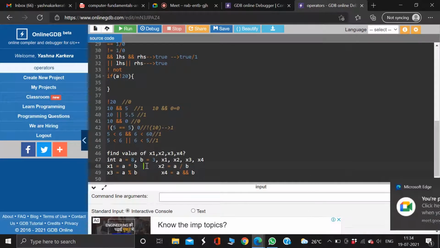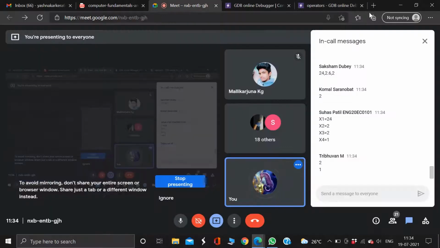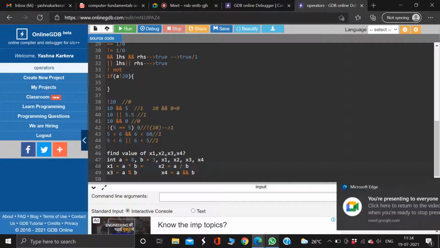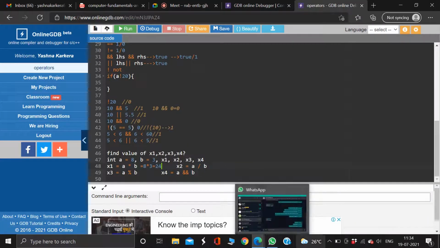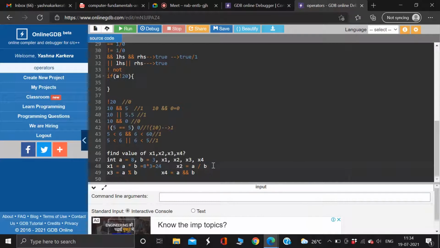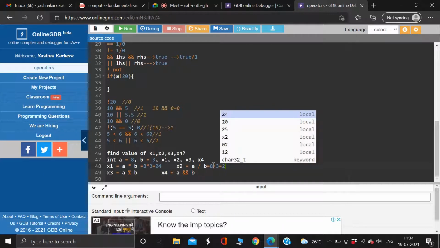Now you guys tell me how you guys calculated x1. I guess x1 is pretty simple, right? It was just 8 into 3, which was 24, right? What was x2? What did you get as x2? This was 8 divided by 2, which is 3. Good. Saksham, why did you get it as 2.6?